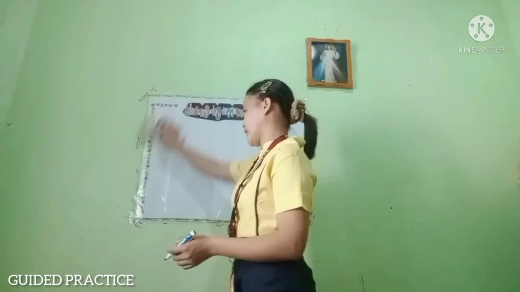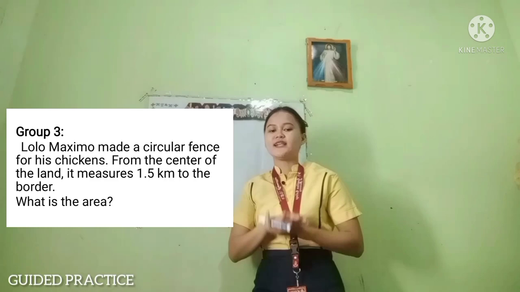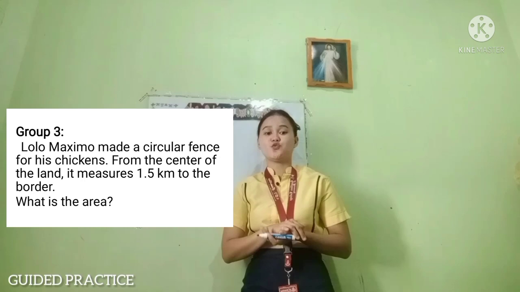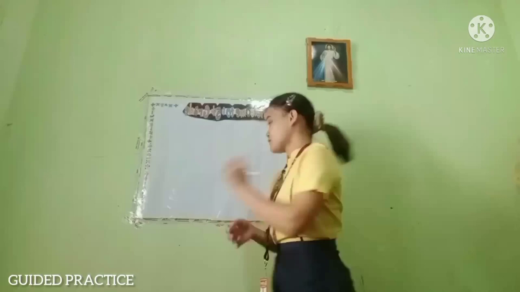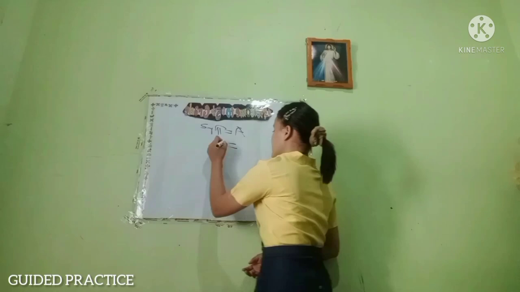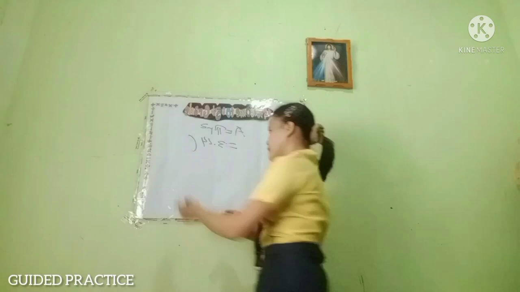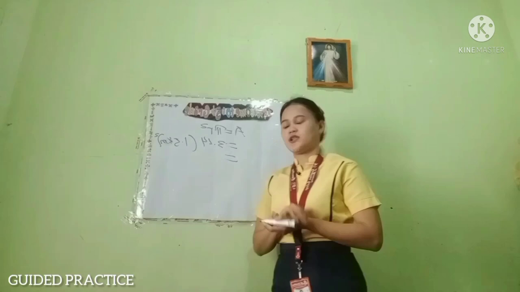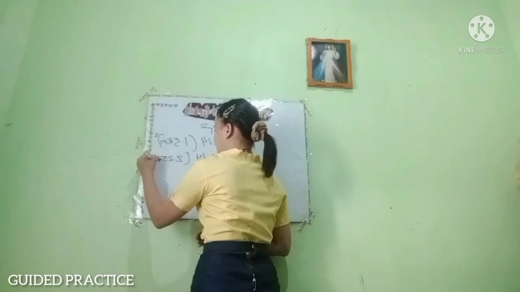Group 3, let us also read the problem. Lolo Maximo made a circular fence for his chickens. From the center of the land, it measures 1.5 kilometer to the border. What is the area? So, A is equal to pi r squared. So, 3.14. What is the radius? 1.5 kilometers. Very good. 1.5 kilometers squared. And then 1.5 times 1.5 is 2.25. Very good. 3.14 times 2.25 kilometer squared.